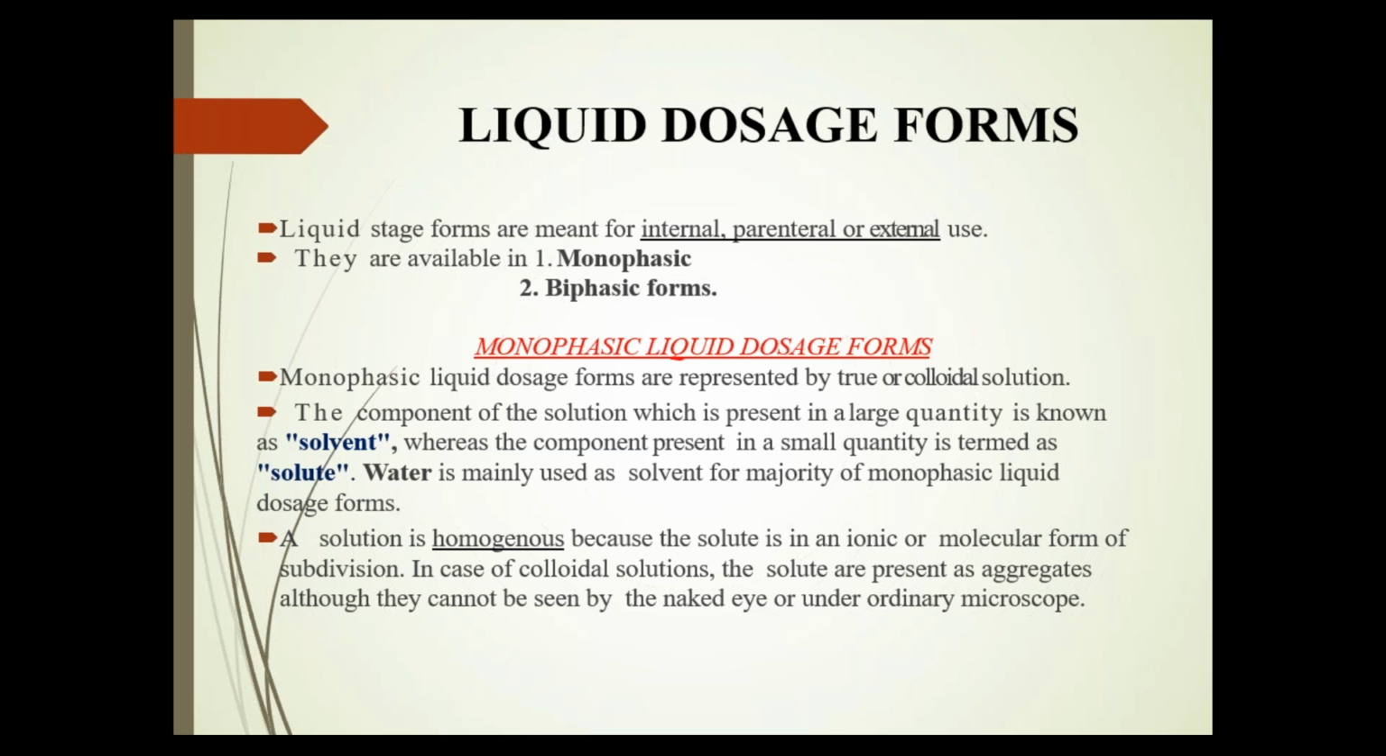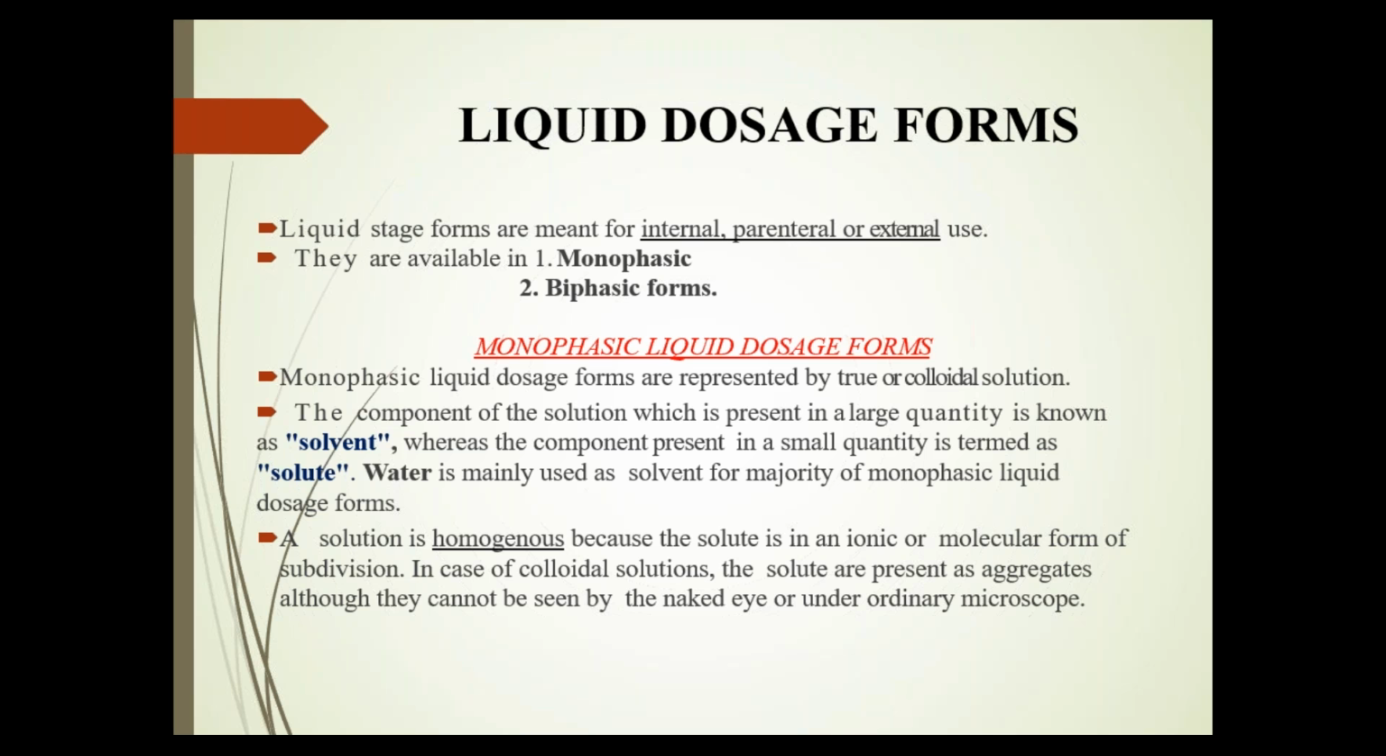Coming to the monophasic liquid dosage form, these are represented by a true or colloidal solution. You can see just one phase, it's not separate. Here, as you must have already studied in chemistry, there are two parts of a solution. One is your solvent, and the second is your solute. Whatever is present in a larger quantity is your solvent, and the smaller quantity is your solute.